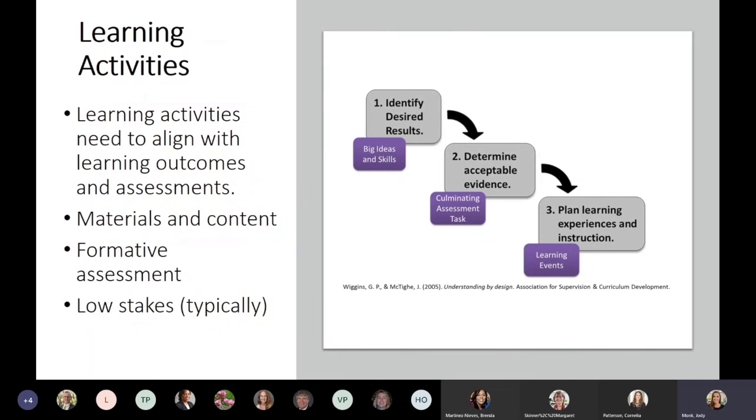But at this point, remember, as always, that alignment triangle or circle or however you see it in your head: these learning activities need to align with your learning outcomes as well as your assessments you've developed. This can also be materials and content. What's nice about writing these module level learning outcomes, from my experience, is you can take a look at those and it helps guide you towards what you need.